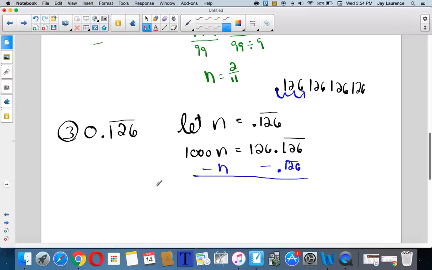Okay. And so I'm going to get 999n equals 126. All right. I'm going to divide by 999 on both sides. So now I'm going to do some simplifying. I like simplifying. I'm good at it. I know that 9's going in here. I also know 9's going in here. How do I know? Because 1 plus 2 plus 6 is 9. If the digits of the number add up to be 9, you can divide by 9.